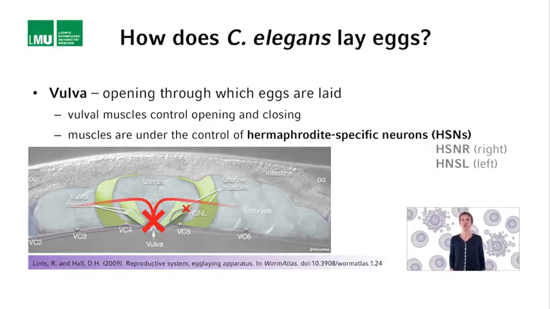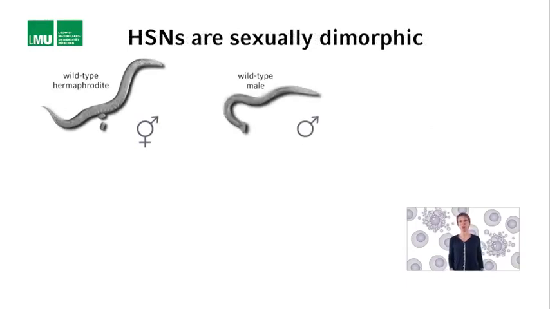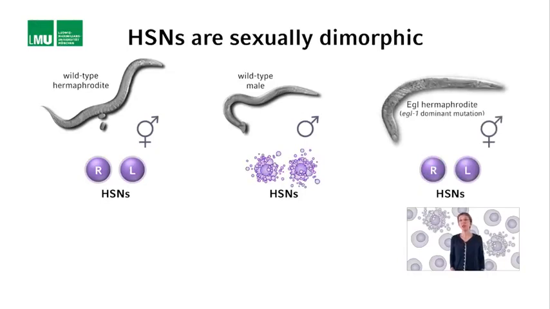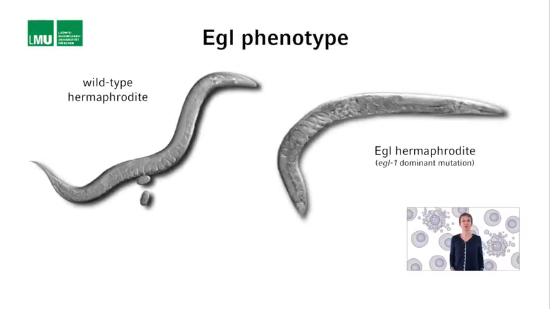The HSNs are very interesting neurons because they are sexually dimorphic. They are sexually dimorphic because of apoptosis. The HSNs are generated in both hermaphrodites and males. While they survive in hermaphrodites, they are eliminated again by apoptosis during embryogenesis in males. Dominant mutations in the gene AGA1 cause the HSN neurons in hermaphrodites to inappropriately undergo apoptosis, resulting in adult hermaphrodites with no HSNs. These hermaphrodites therefore cannot properly lay eggs.